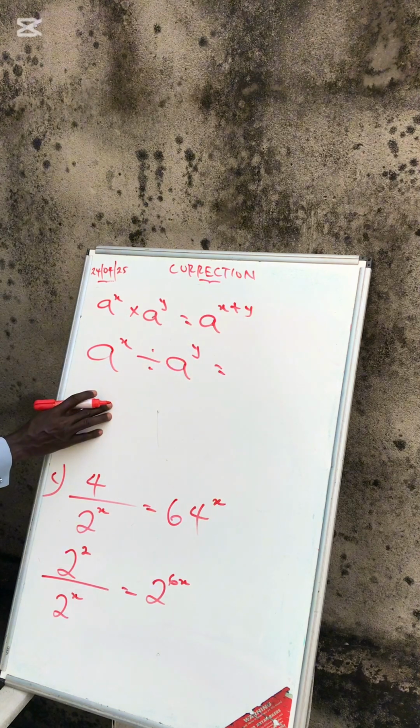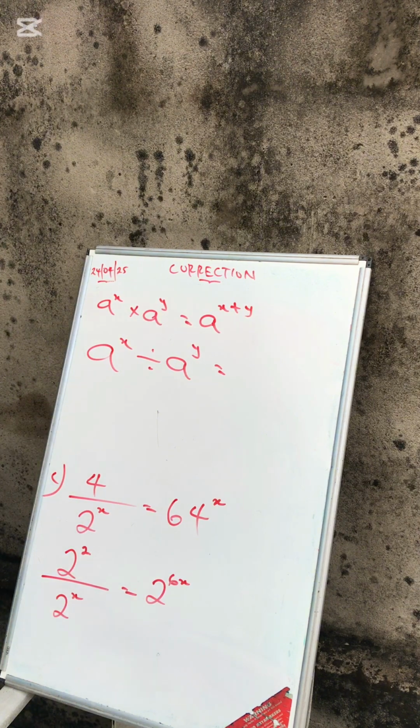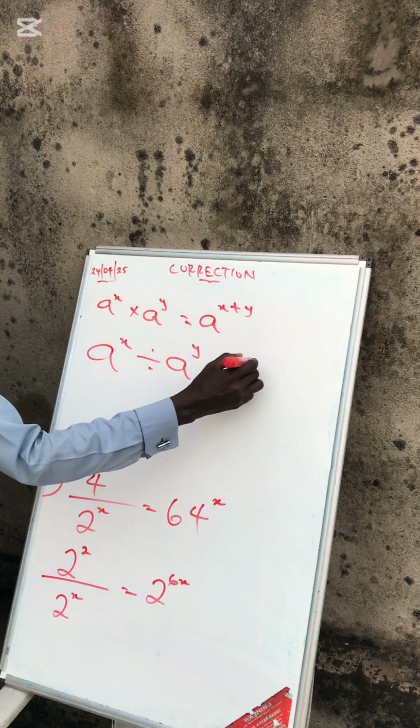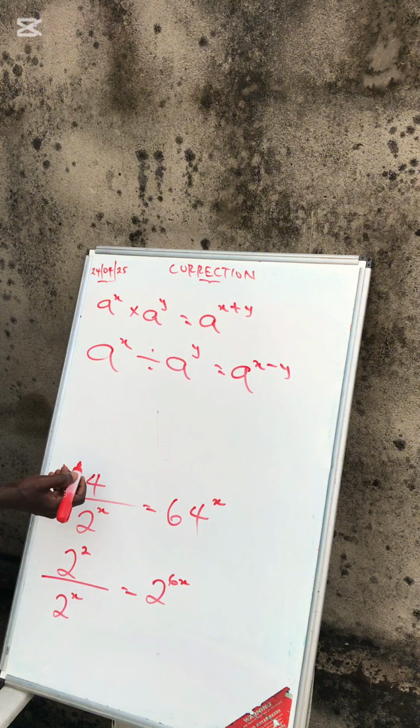What is a raised to power x divided by a raised to power y? It's in your whole first note. This is division. You wrote plus instead of division. A raised to power m divided by a raised to power n is a raised to power m minus n. But here I'm using x and y, so a raised to power x minus y. Simple. So 2 raised to power 2 divided by 2 raised to power x is what?